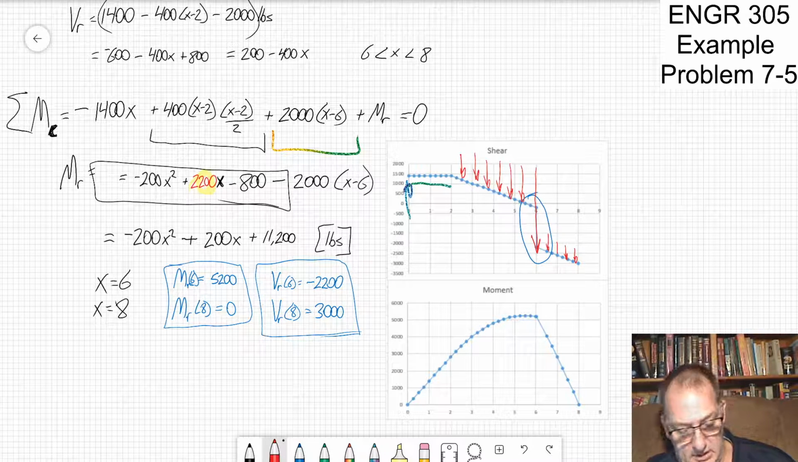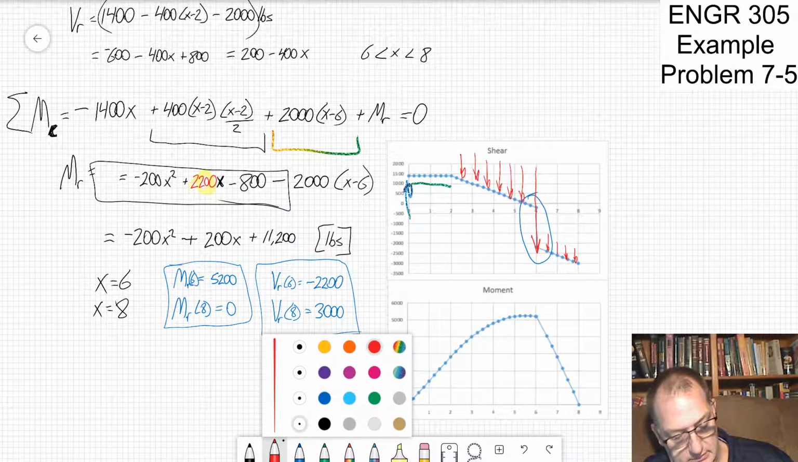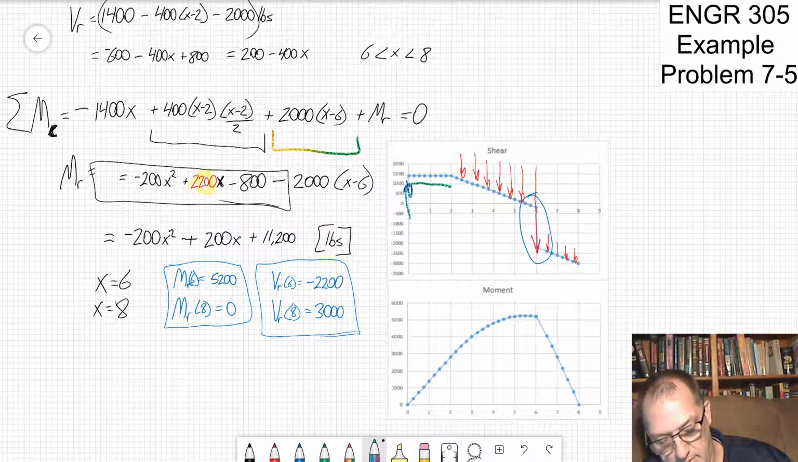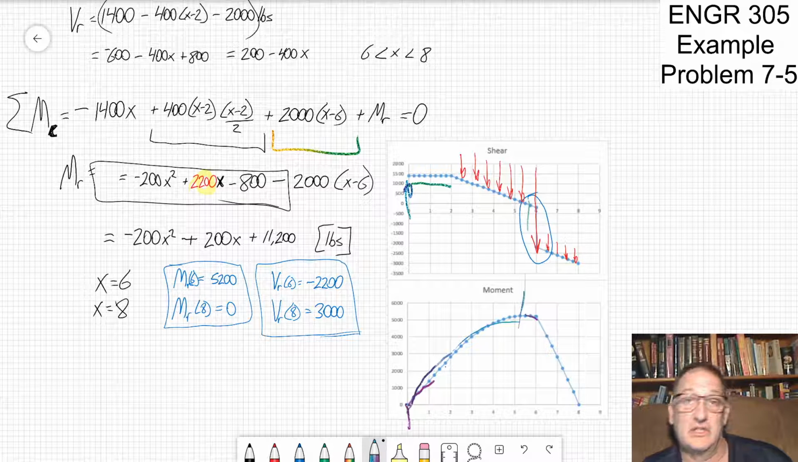What does my moment look like? Well, my moment looks like that. Because that distance gets farther and farther away, that moment starts to increase, but then that positive shear starts to come back until all of a sudden that goes negative. Now, once I cross at 5.5 feet, then that moment starts to decrease. And then once my shear goes really negative because of that point load, it decreases at a dramatic rate.